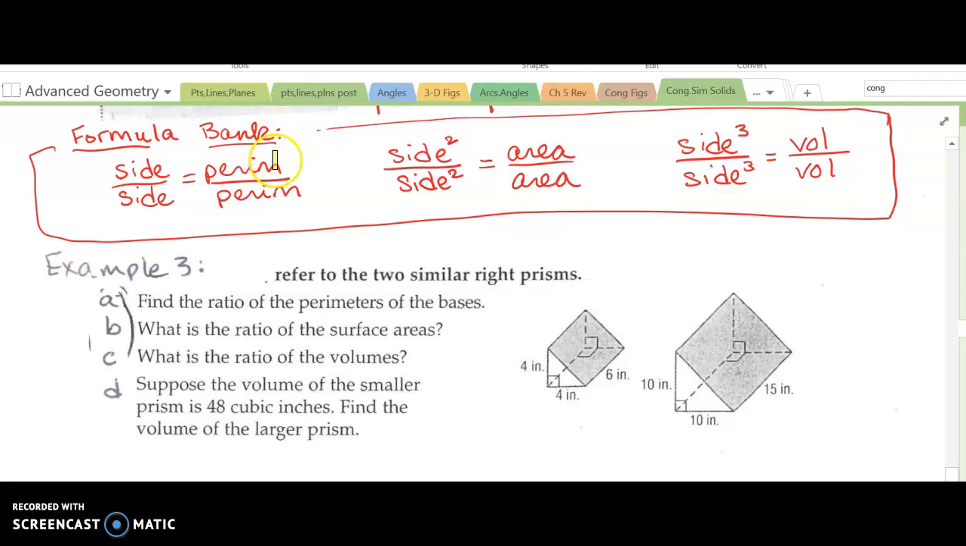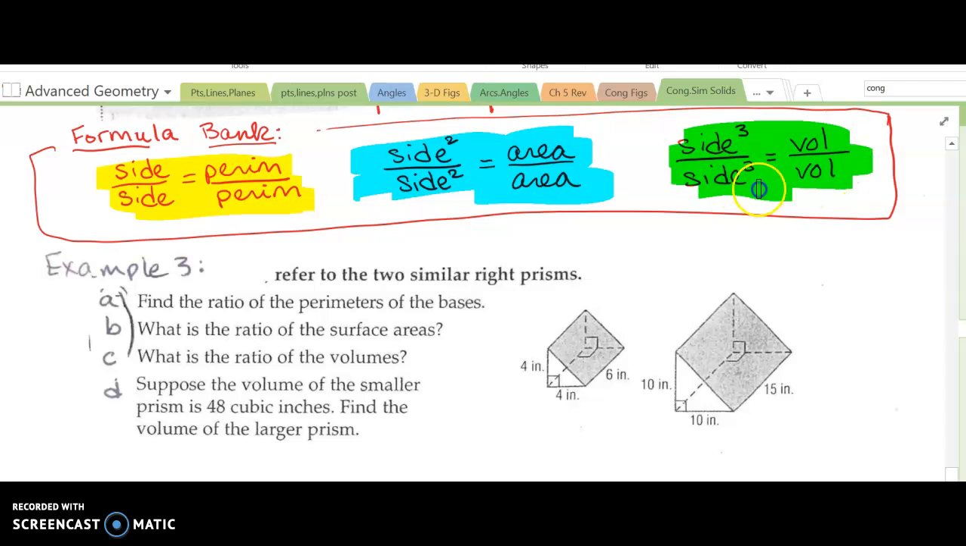So what I have up here are our three main formulas. I've made kind of a formula bank, if you will, that we are going to need as you talk about similar and congruent solids. And keep in mind that area, so we'll do a little asterisk here, area also means surface area. Okay, so the ratio of the perimeters of the bases.